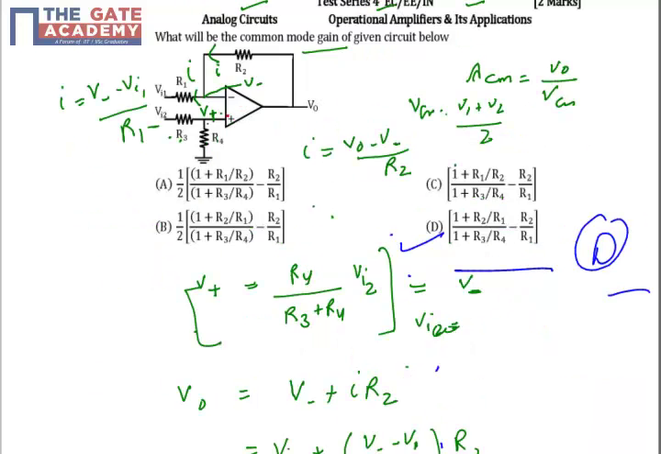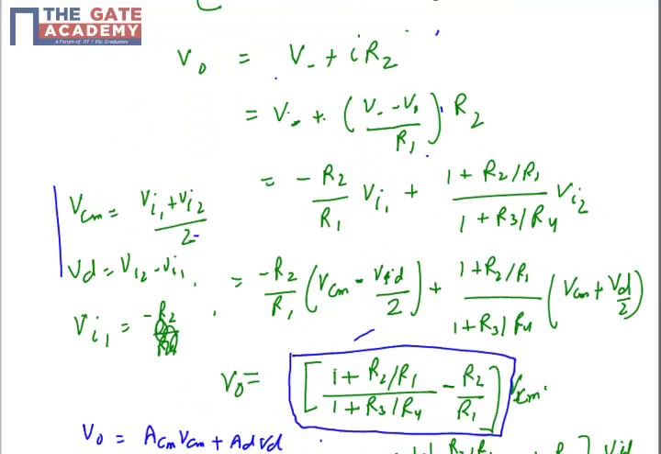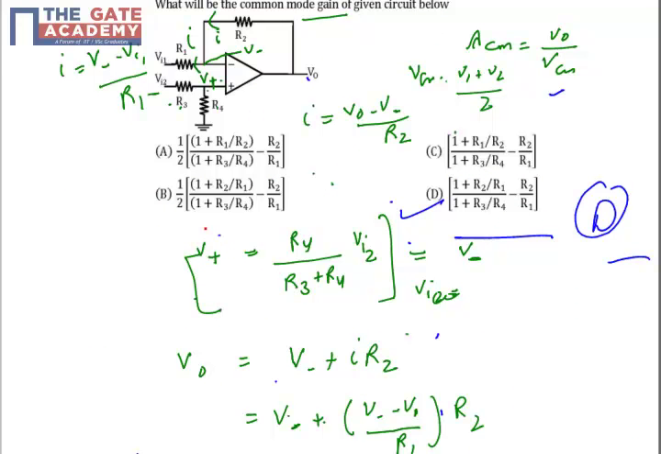So the idea is that we need to find the expression for the relationship between V0 and VI1 and VI2. Use the virtual ground and all the properties of the op-amp, and then use the voltage relationships defined for differential voltage and common mode voltage, the CMRR property, and use them to get the answer. Okay, thank you.